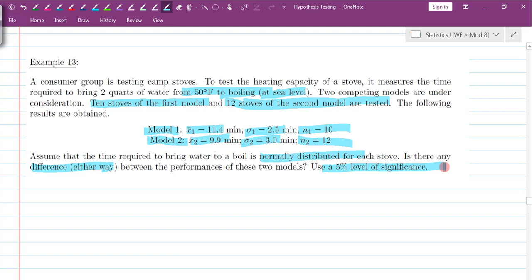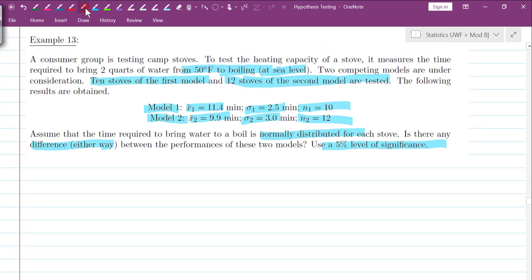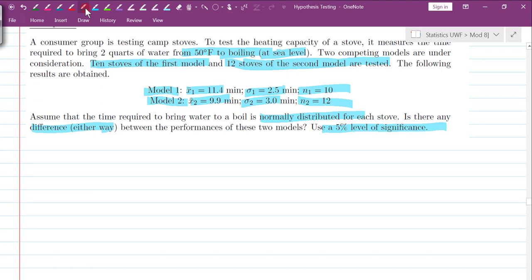So here we go. The first thing I want to do is make sure that we write down our hypothesis test correctly, okay? We're looking for a difference, so it's going to be a 2-tailed test. So we have H1, so it's going to be mu1 equals mu2.